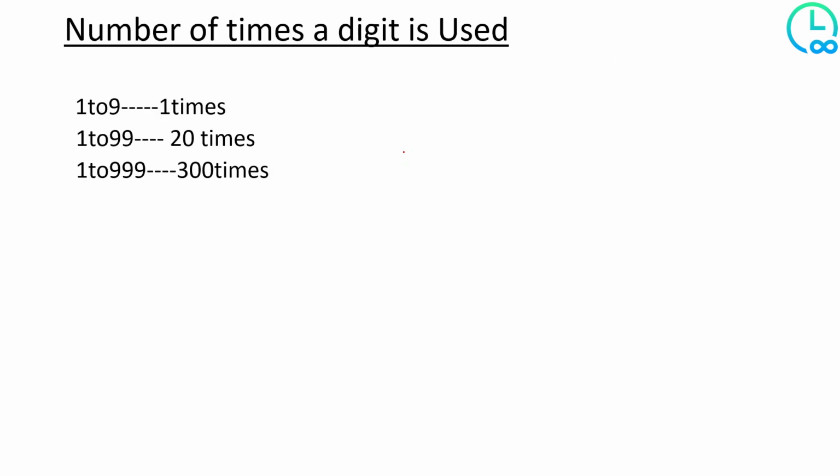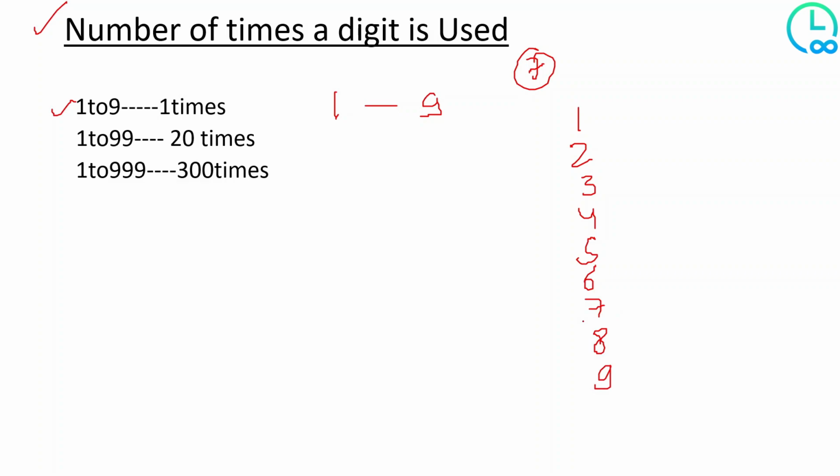Now the last part regarding classification of numbers. You might have heard questions like: find the number of times some digit is used. Like if you are writing numbers from 1 to 9, how many times have you used, let's say, 7? If you write 1, 2, 3, 4, 5, 6, 7, 8, 9, you have used digit 7 once. Similarly, if you write numbers from 1 to 99, how many times have you used 7?